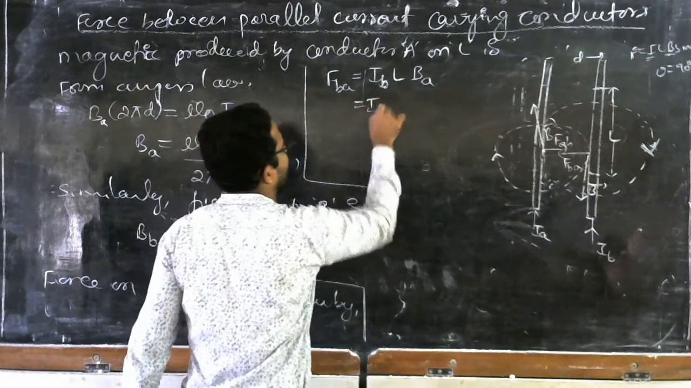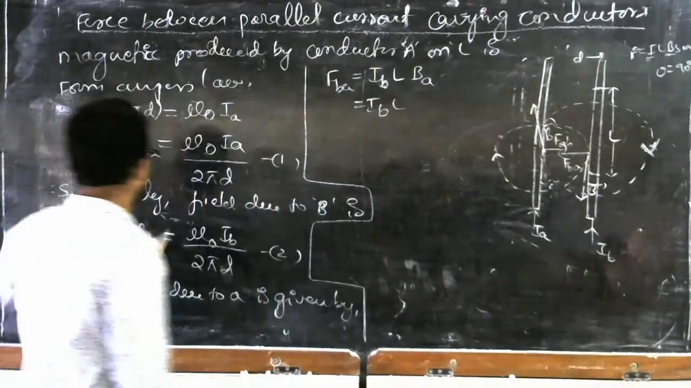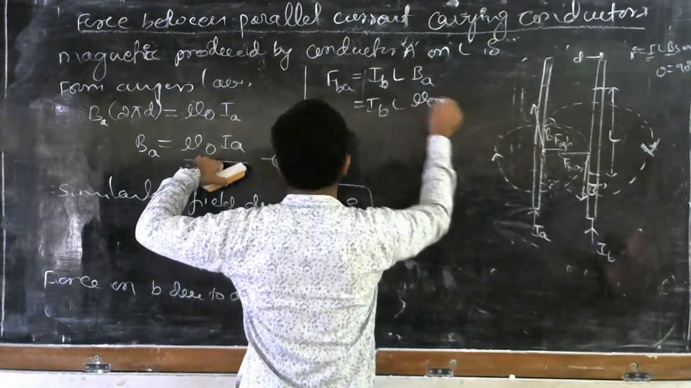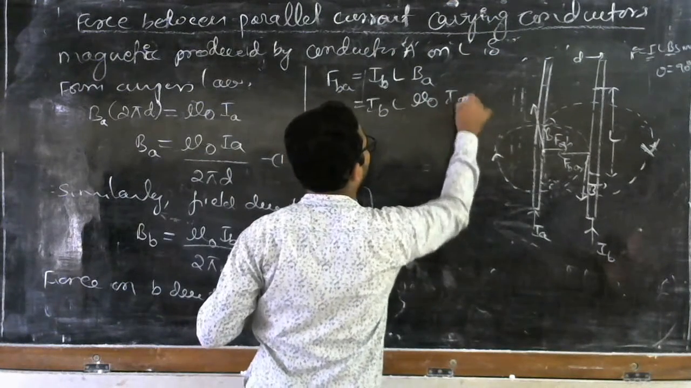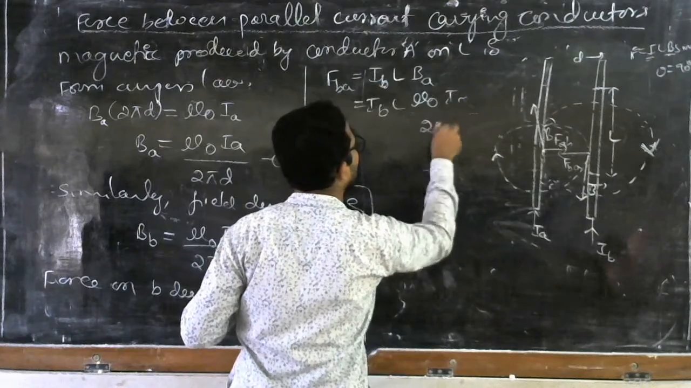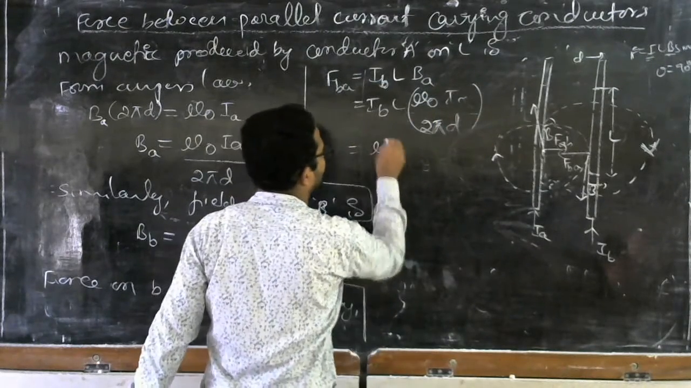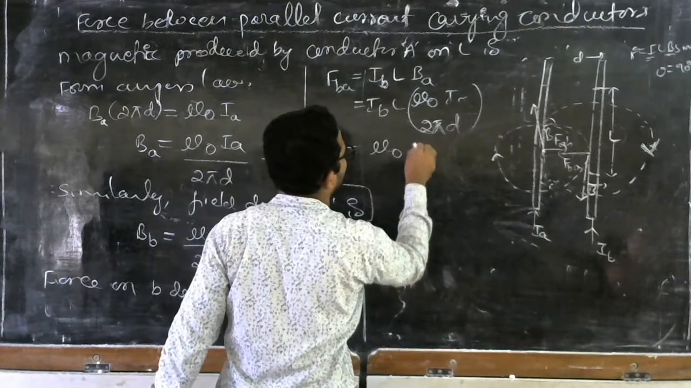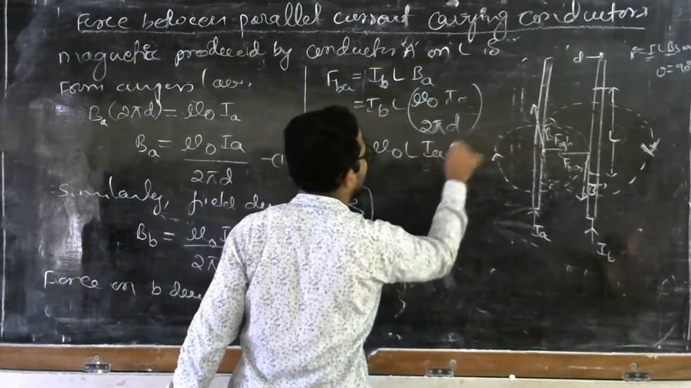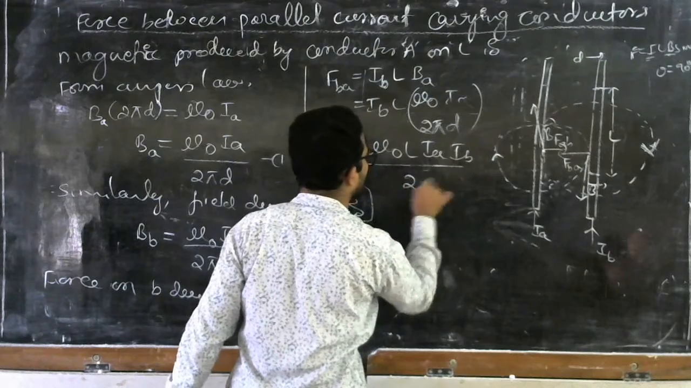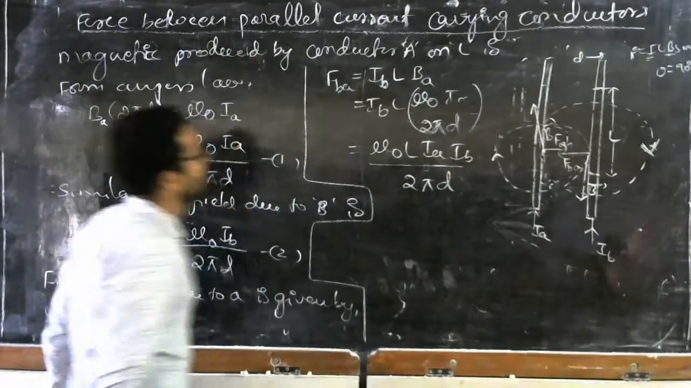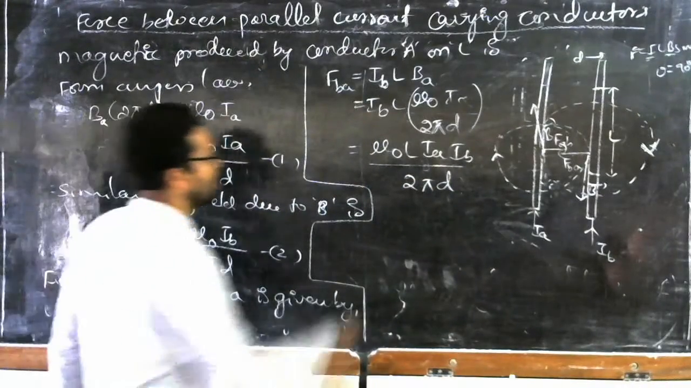So let's substitute IB L into BA is equal to mu naught times IA divided by 2 pi d. So mu naught times L into IA IB divided by 2 pi d. This is the equation for the force on B due to A.